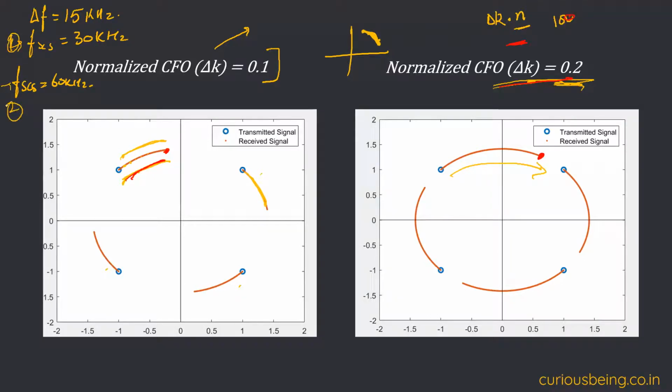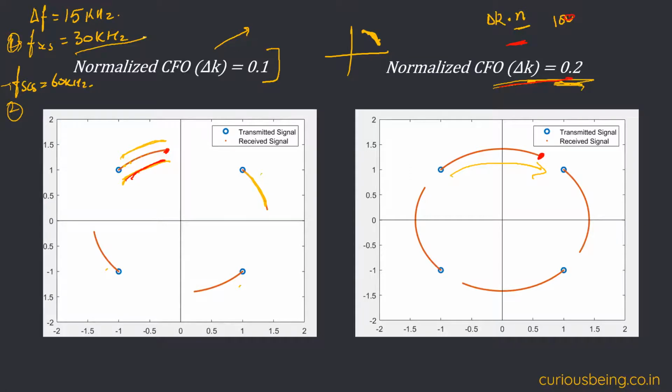Case 1 or case 2? Impact will be severe in case 1 only, 30 kilohertz. Yes, case one, where the subcarrier spacing is less. So to your point, the impact will also be dependent on subcarrier spacing. That's how we should look into it.